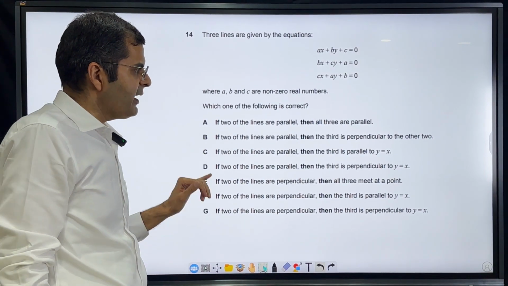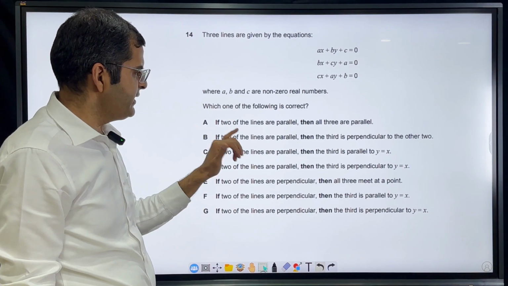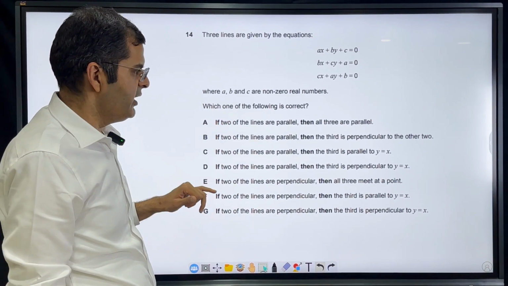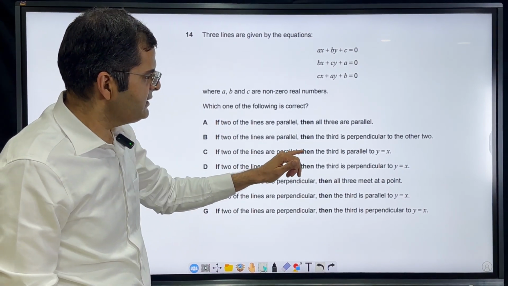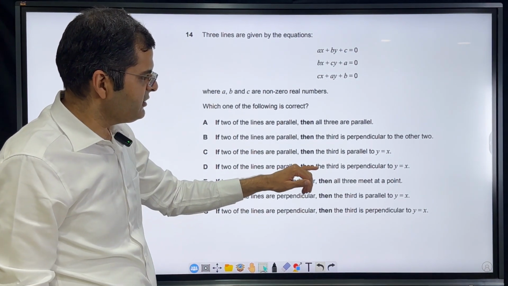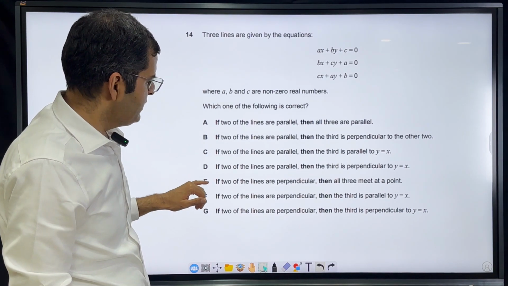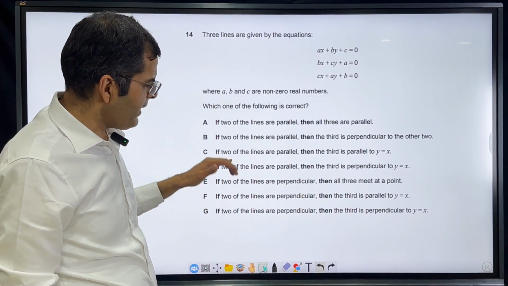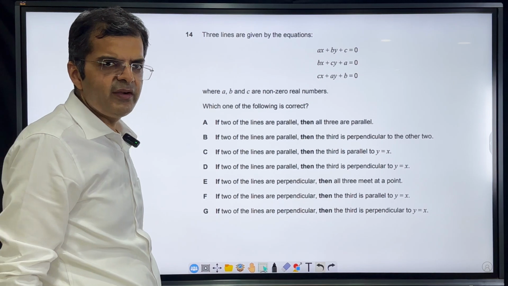If 2 of the lines are parallel, then all 3 are parallel. If 2 lines are parallel, then third line is perpendicular. If 2 lines are parallel, then the third line is parallel to y equal to x. If 2 lines are parallel, then the third line is perpendicular to y equal to x. If 2 lines are perpendicular, so parallel, perpendicular, all these options have been given to me.